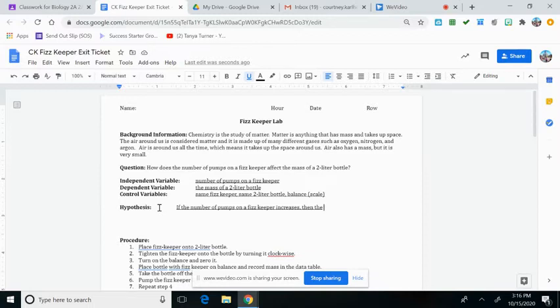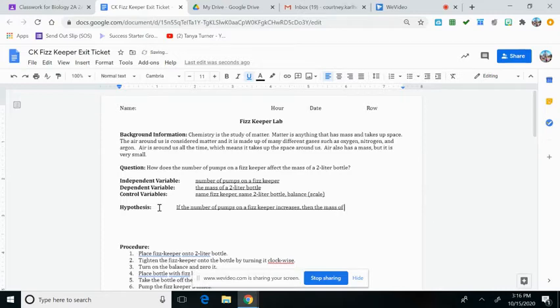Now, if you said dependent variable, you're also correct. So then the mass of a 2-liter bottle, and this is where you can pick increases or decreases. I'm not going to tell you which one to pick. Please pick one. Please do not write both of those down. And you get to choose. It's your hypothesis. You won't get it wrong if you choose wrong. But just know that it is your choice.